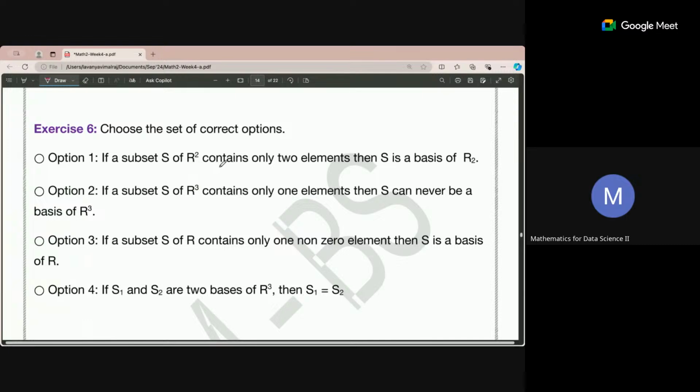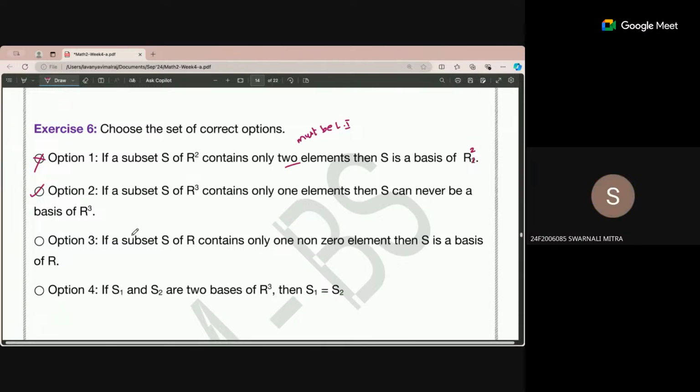Choose the correct options here. If S is a subset of R2 that contains only 2 elements, then S is a basis of R2. Not always. Those 2 must be linearly independent, right? That is not given here, so this option is incorrect. If a subset S of R3 contains only one element, then S can never be a basis of R3. True. At least you need 3 linearly independent vectors.